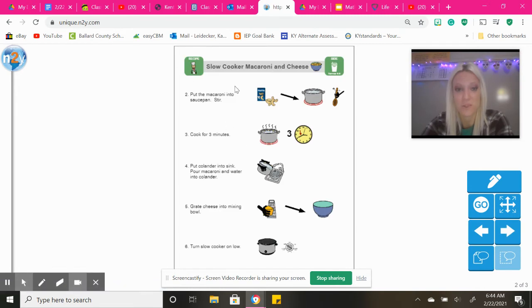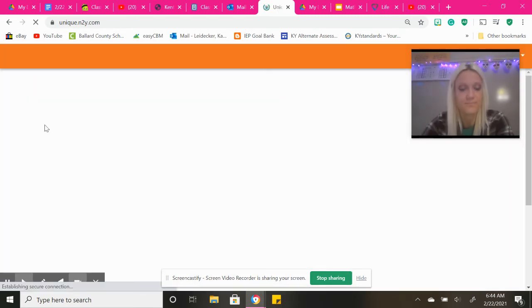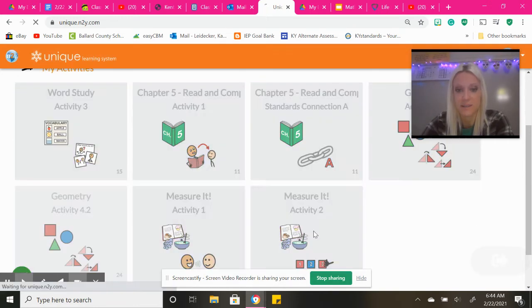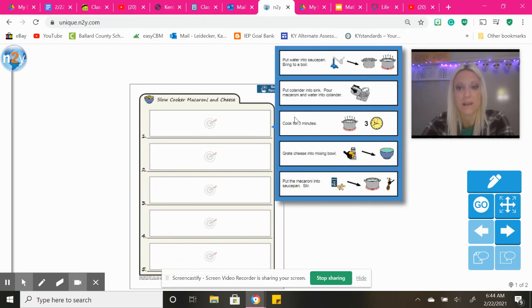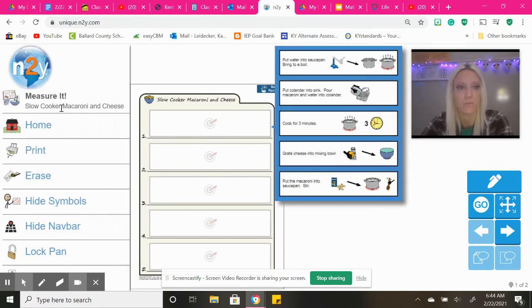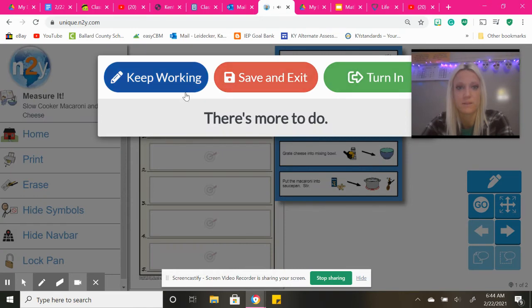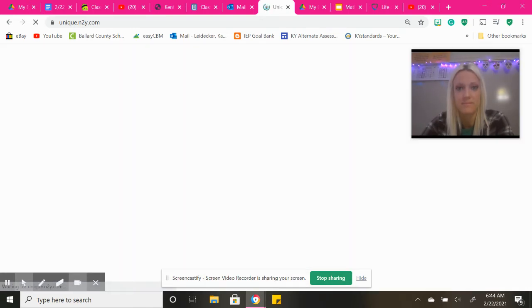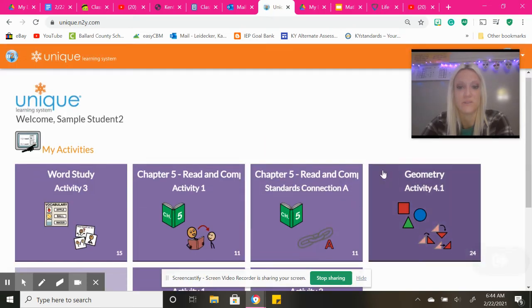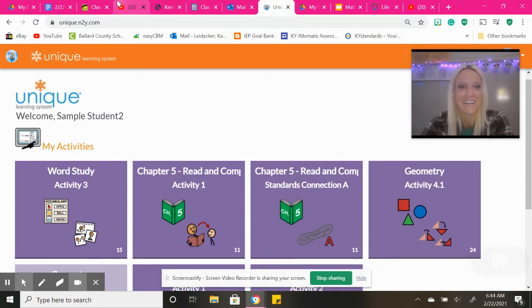Okay, so reviewing the recipe for our slow cooker mac and cheese. And then the next box is like we would do here in class. You guys will be filling this out as to what comes in the sequence of events in order of how we would prepare this meal. So save and exit. Oh, this is so cool. I'm so excited.